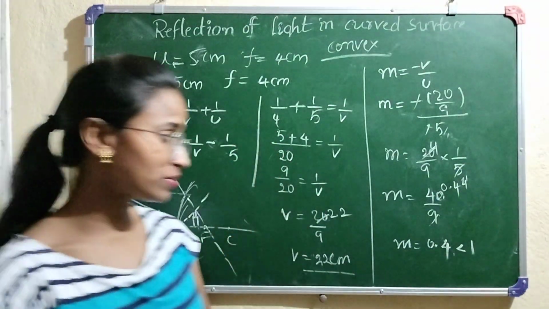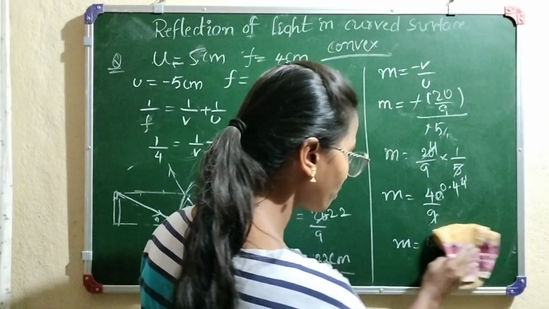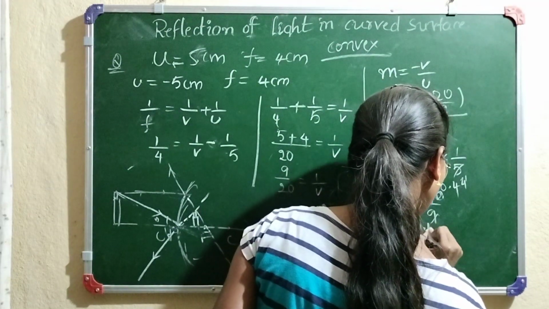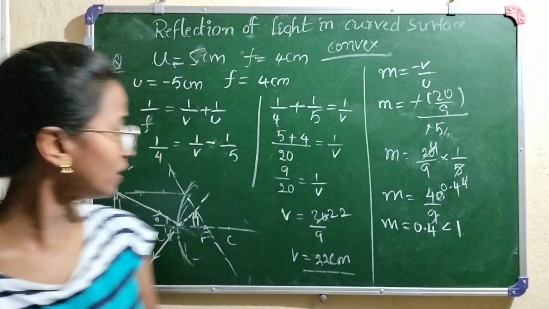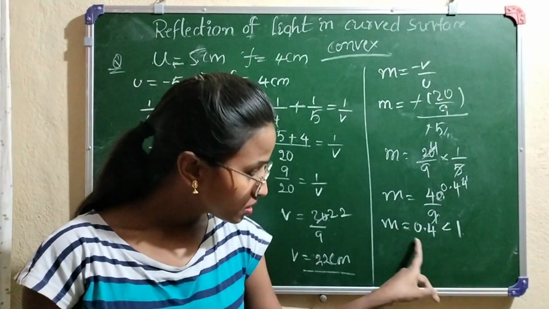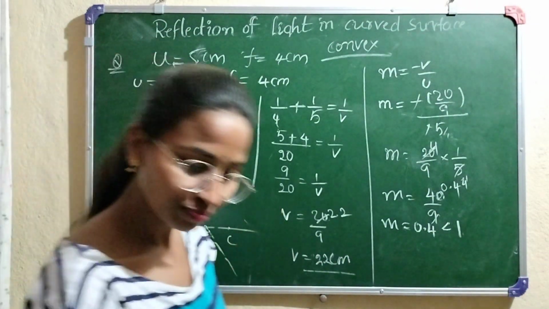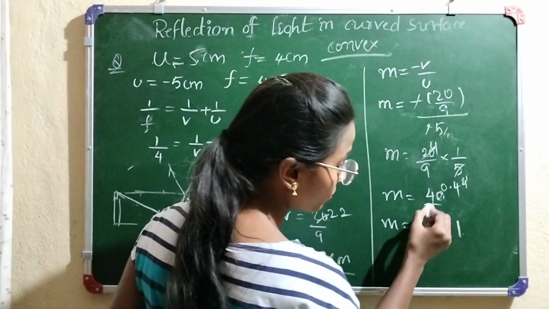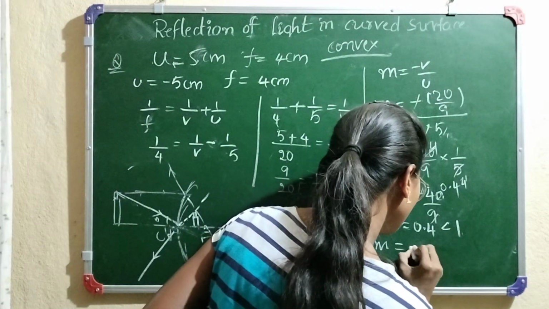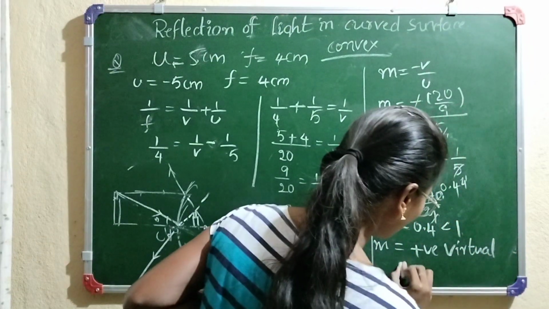I said in the previous video, if the magnification is less than 1, compulsorily the image will be smaller than the object. If it is equal to 1, same size. If it is less than 1, smaller than the object. Is it a smaller image only now? Yes, am I right? Smaller image only. And is the magnification positive or negative? Positive. So when the magnification is positive, compulsorily it is virtual. Here a virtual image only is forming.